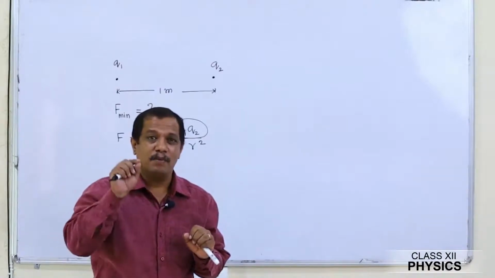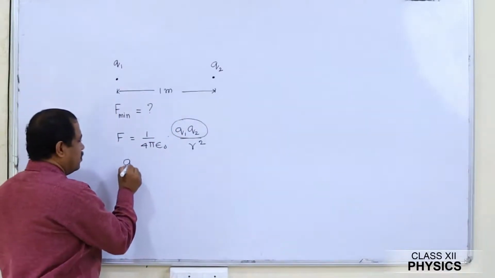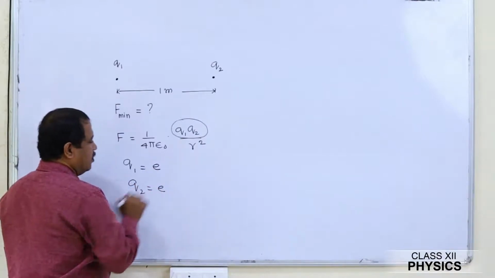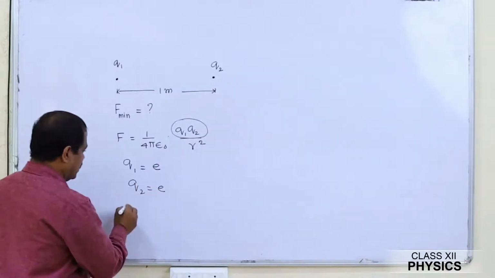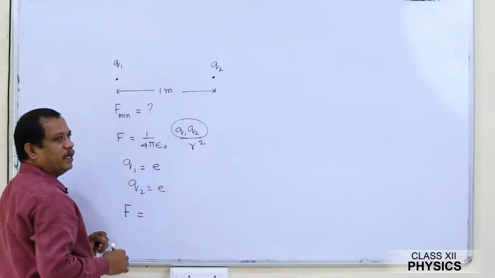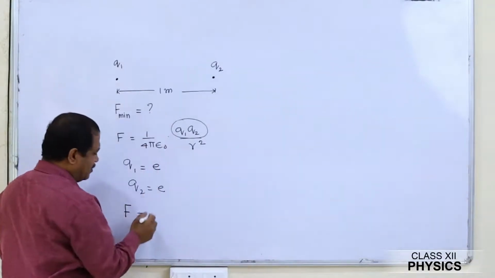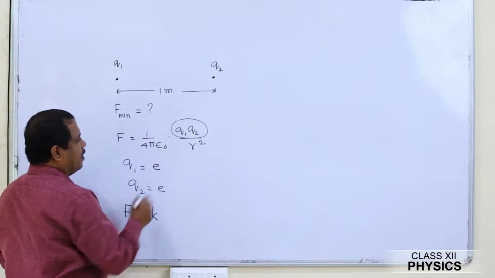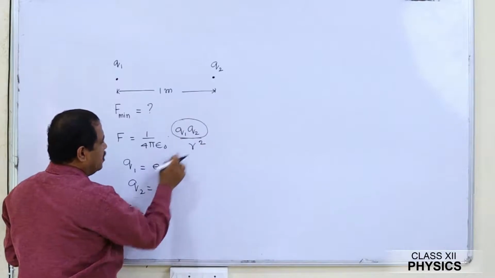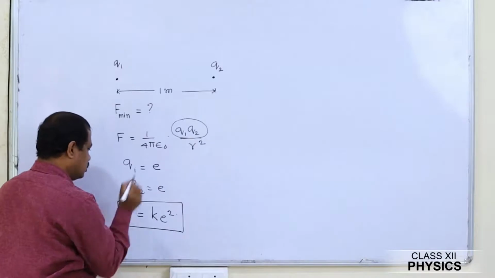We know the minimum possible value, we call it the basic charge, and as such, Q1 must be equal to e and Q2 must also be equal to e. We are talking about the magnitude of the charge, and as such, F happens to be equal to, at times we write 1 by 4 pi epsilon naught as K. So I replace 1 by 4 pi epsilon naught. K is also a constant. So let me say K. R is 1 meter. So 1 square is 1. Q1 is e. Q2 is e. So this is the minimum force that the charge is going to experience.